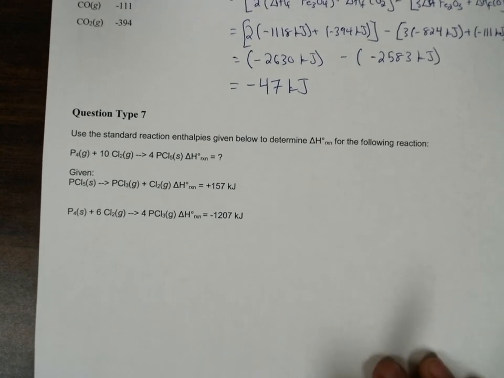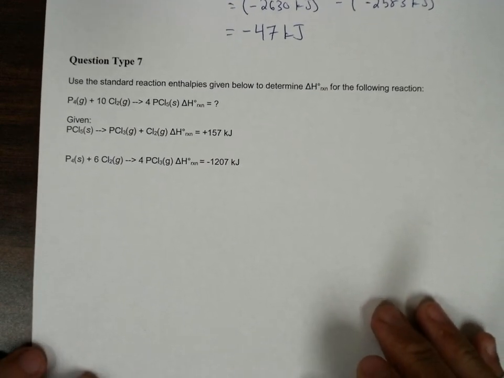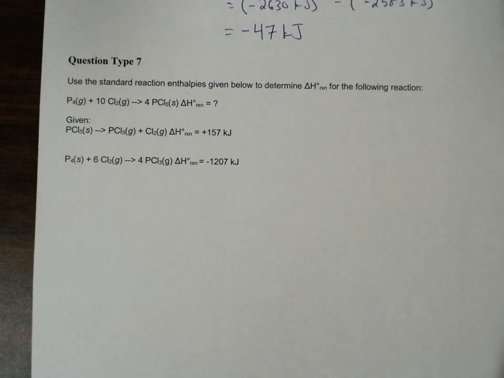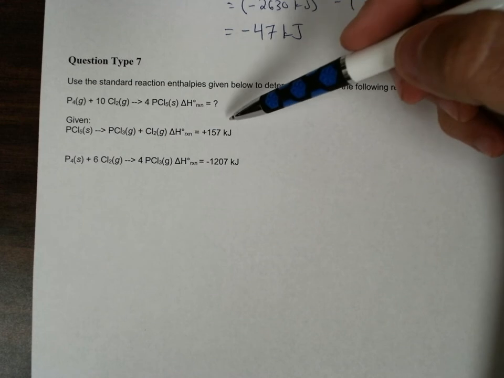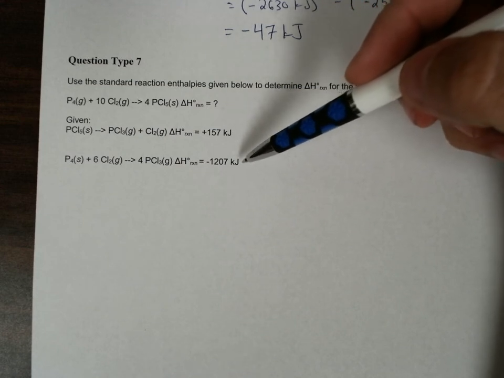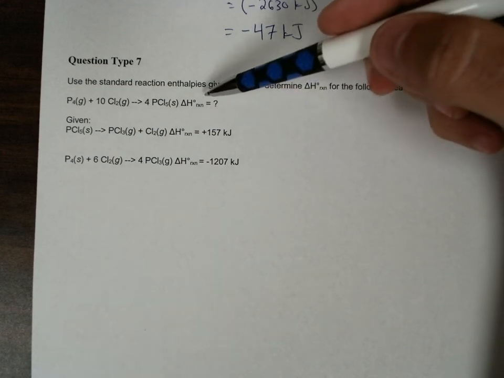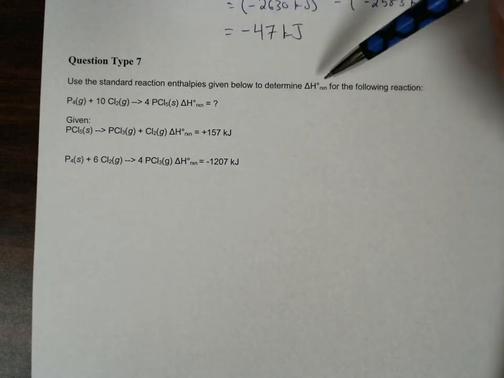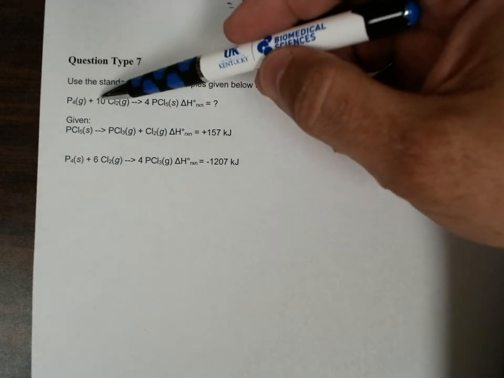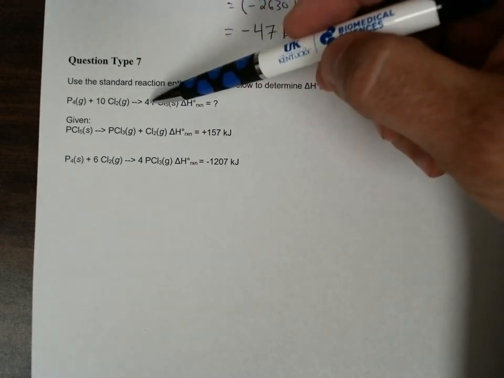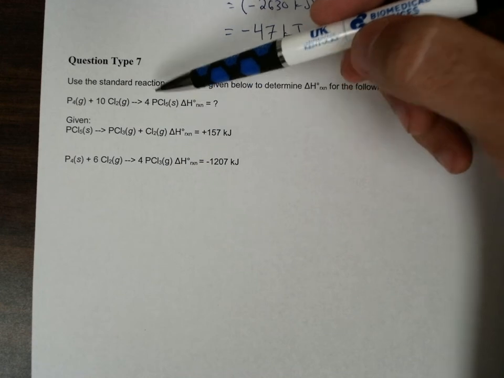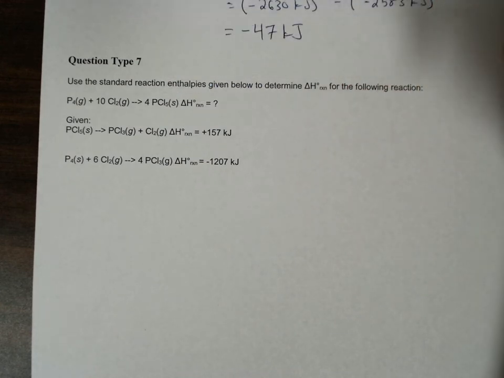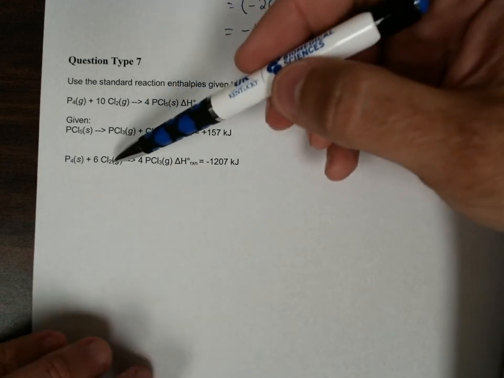Now, question 7 is a Hess's Law question, and there's a lot of these. And with Hess's Law, we're given 2 or more simplified equations that allow us to solve for an equation that's given. We want to determine delta HF for the reaction P4 plus 10 Cl2 goes to 4 PCl5. Well, the first thing we want to do is find the equation that has P4 in it and make sure it's on the left, which is here.